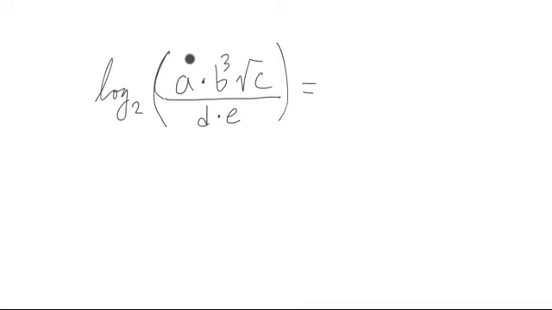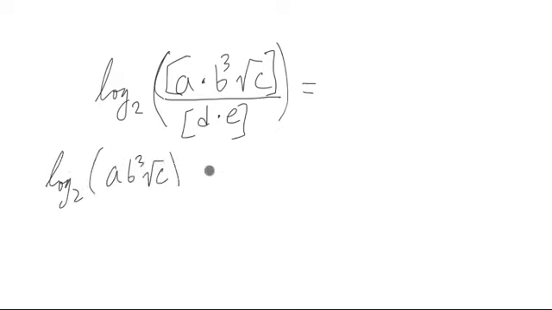Well, let's start big here. You see a division, right? So this means we can use a property with division. Just rewrite this as log base 2 of a b cubed square root of c minus log base 2 de. Great. Now we see multiplications. So let's just work this one at a time.